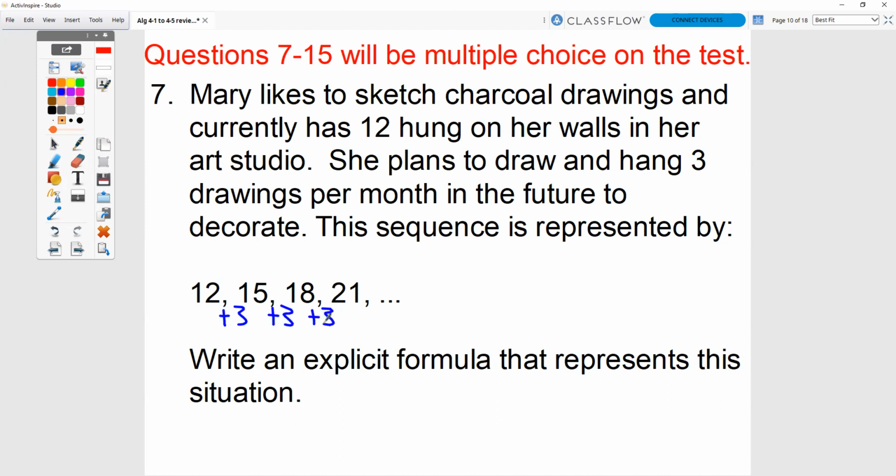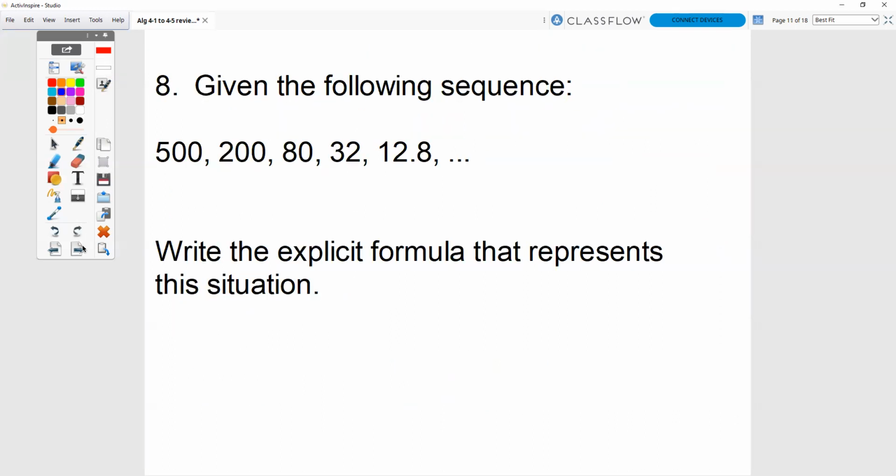Write the explicit formula. Remember, this will be multiple choice. So this is an arithmetic sequence. So a sub n equals the a sub 1, which is your first term, 12, plus the common difference of 3 times n minus 1. That's going to be the explicit formula. You can use that formula to find any term number.